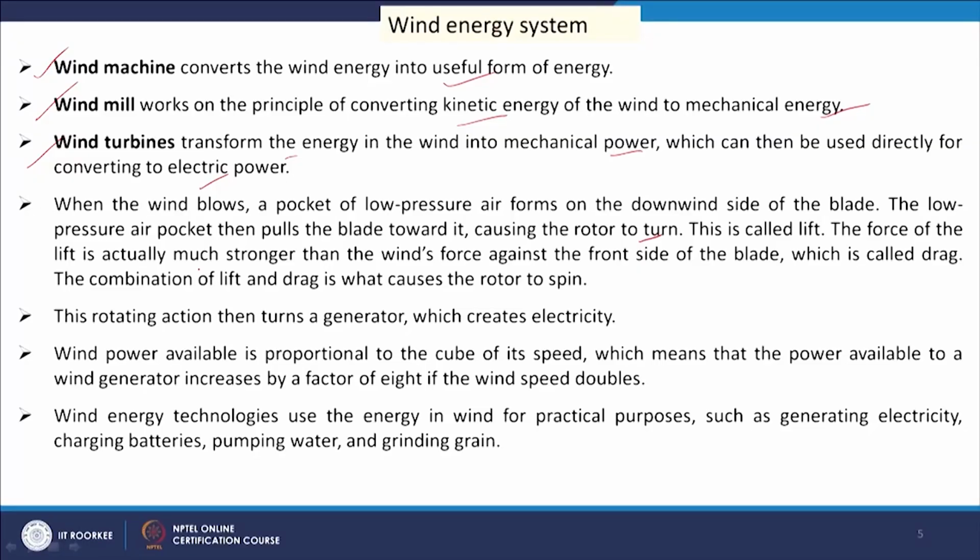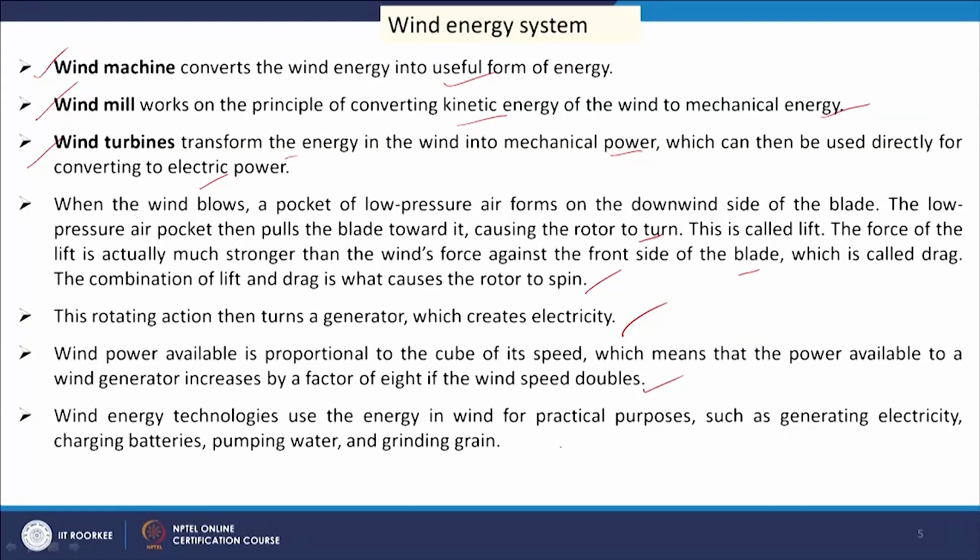The force of the lift is actually much stronger than the wind's force against the front side of the blade, which is called drag, and the combination of lift and drag is what causes the rotor to spin. This rotating action then turns a generator which creates electricity. So, this is the mechanism through which electricity is produced. Now, the wind power which is available is proportional to the cube of the velocity of the wind. So, if the wind speed doubles, then the power potential will increase 8 times.